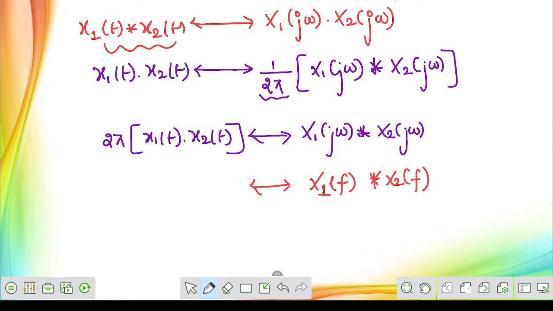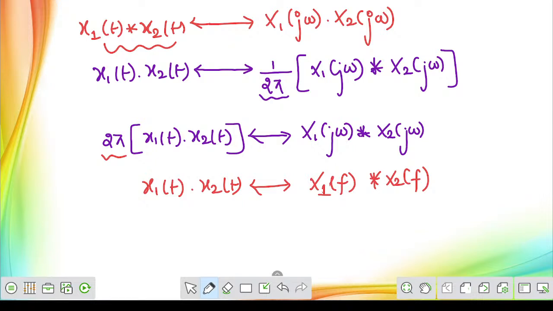So if x1 of f is convolved with x2 of f, then directly you can say that x1 of t is simply multiplied with x2 of t. That's it. What will not come here? That factor 2 pi will not come. If you are writing the convolution in terms of f, you should remember that; it is very important.